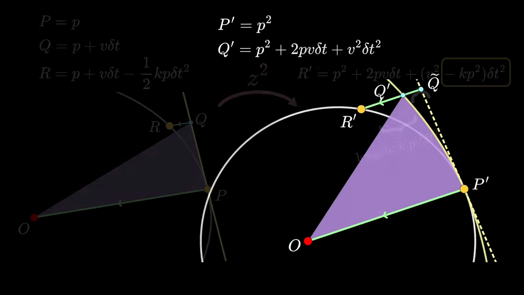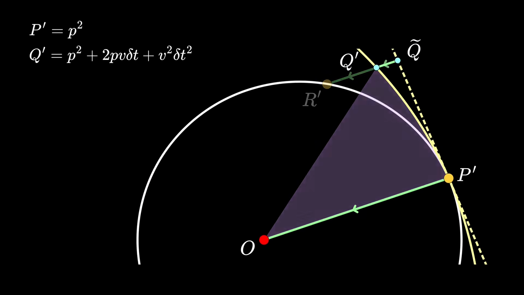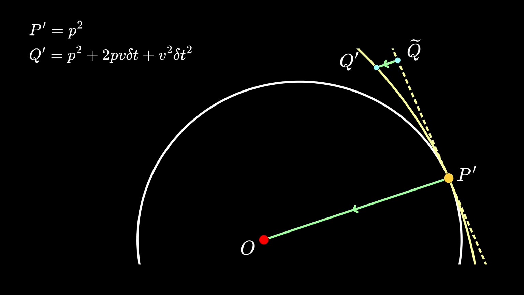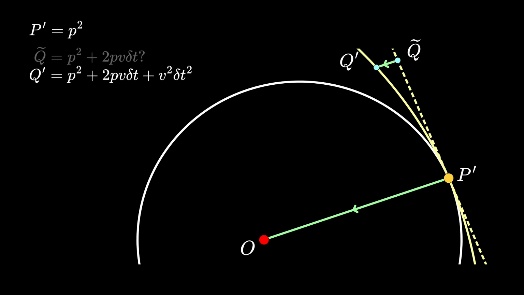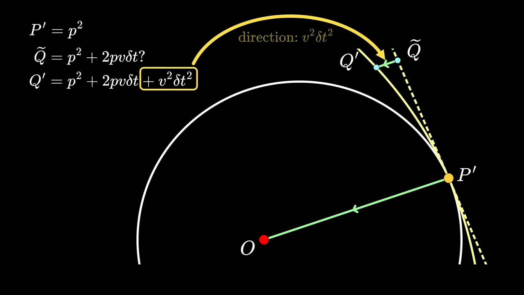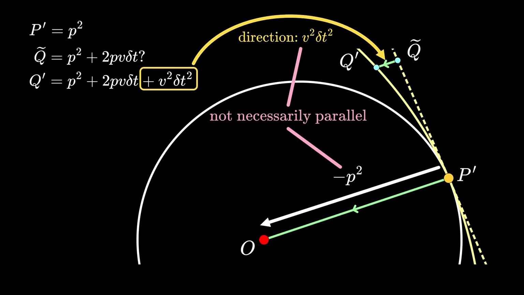Let's clean the whole setup a bit before we compute this remaining bit. It's quite tempting to think that q tilde exactly corresponds to p squared plus 2pv delta t, but that's not quite true. If that were true, this segment would point in the direction of v squared, but then p prime o points in the direction of negative p squared. These two aren't necessarily in the same direction, so q tilde doesn't correspond to this number.